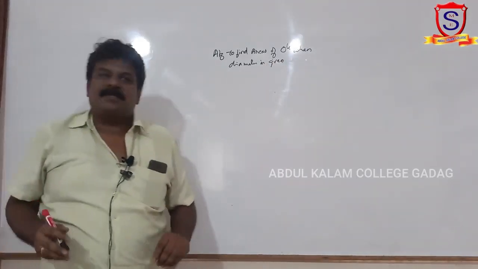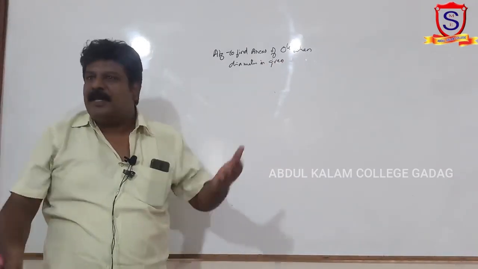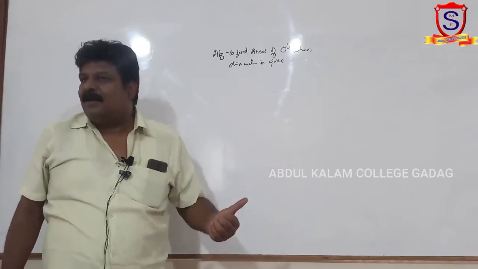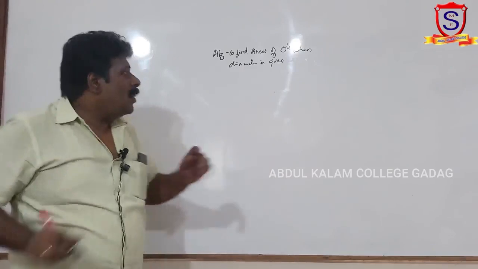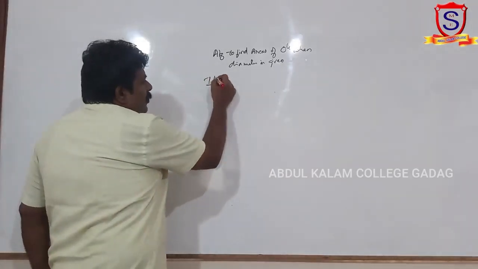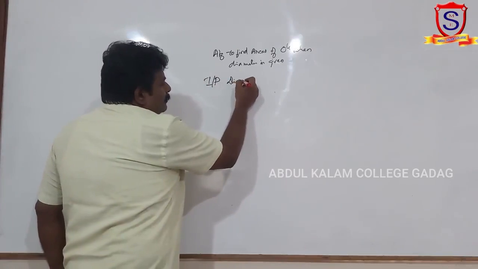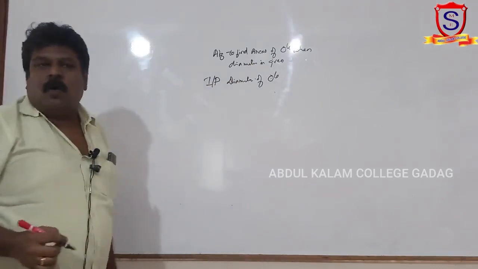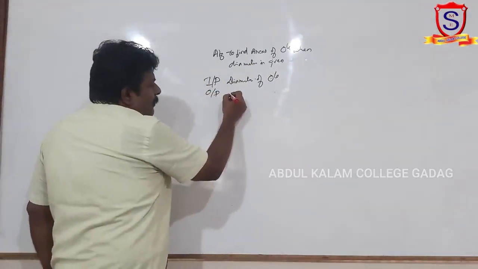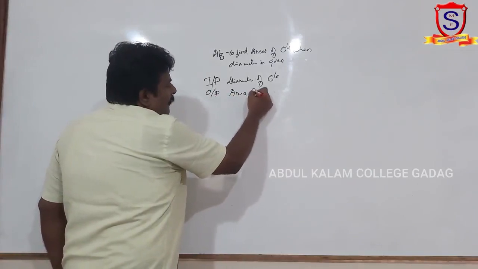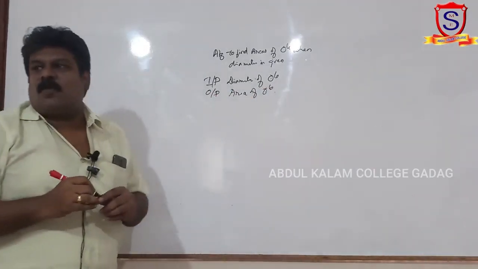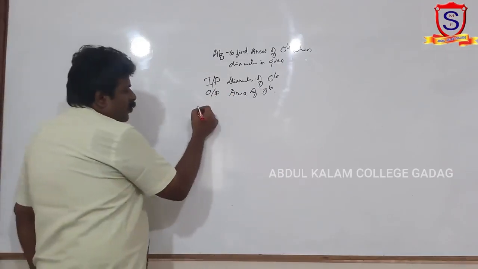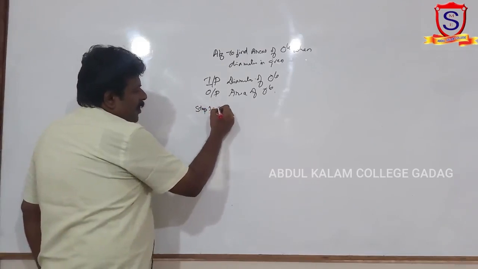See, always we'll be giving some data to the computer. Here, it is not possible for us to find out the area of circle unless and until the diameter is given. So, input will be diameter of circle. What would be the output? Output will be area of circle. So this is what we need to write. Later, always, as I told you, we have to write step 1, start.